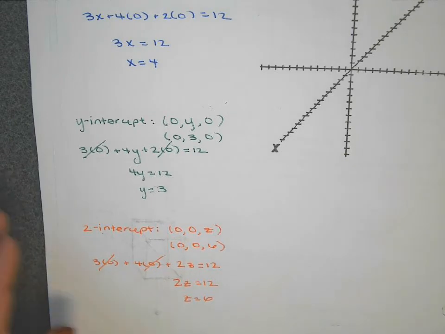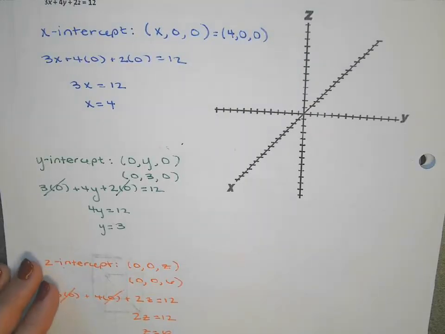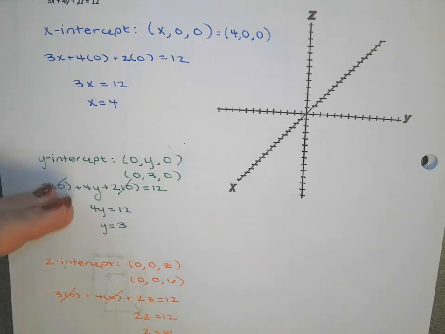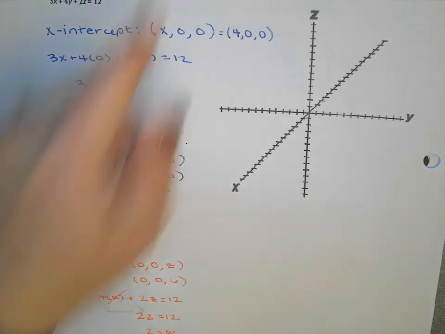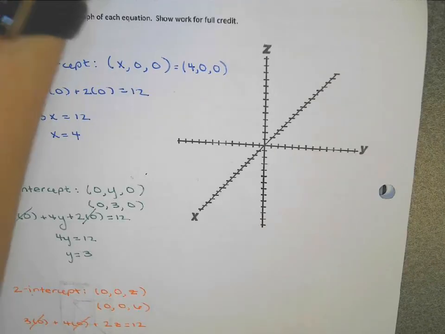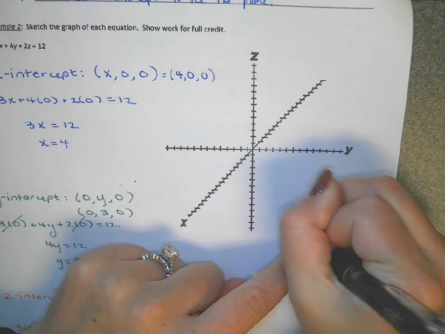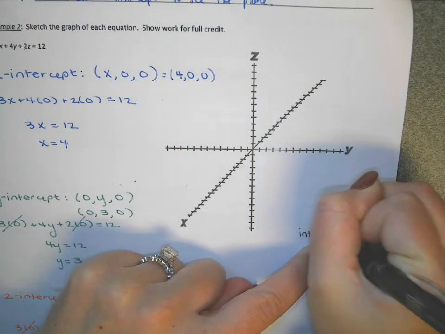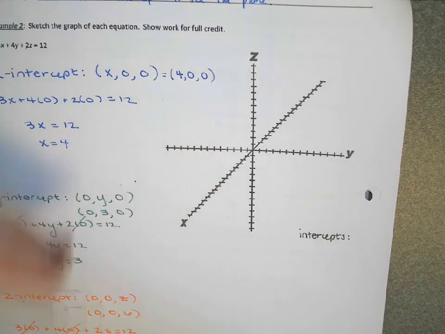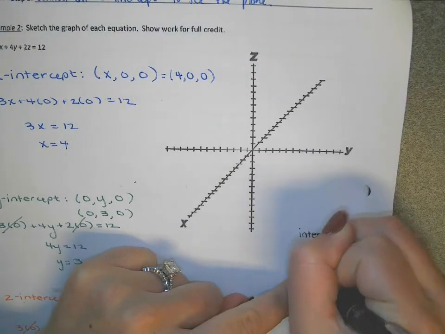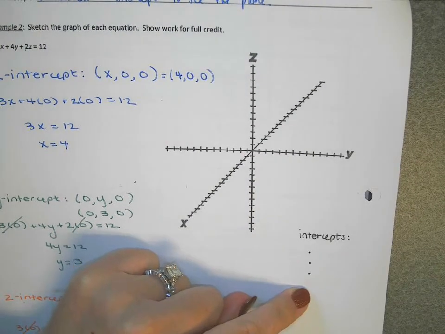Okay, when you go to graph these, I will tell you I'm not looking for all this work. You do not have to show me all of that work. But what you do need to do is right next to the graph, you need to tell me the intercepts. I just walked you through that work so you know where it comes from. But next to the graph, what I'm looking for is you to tell me the 3 intercepts.